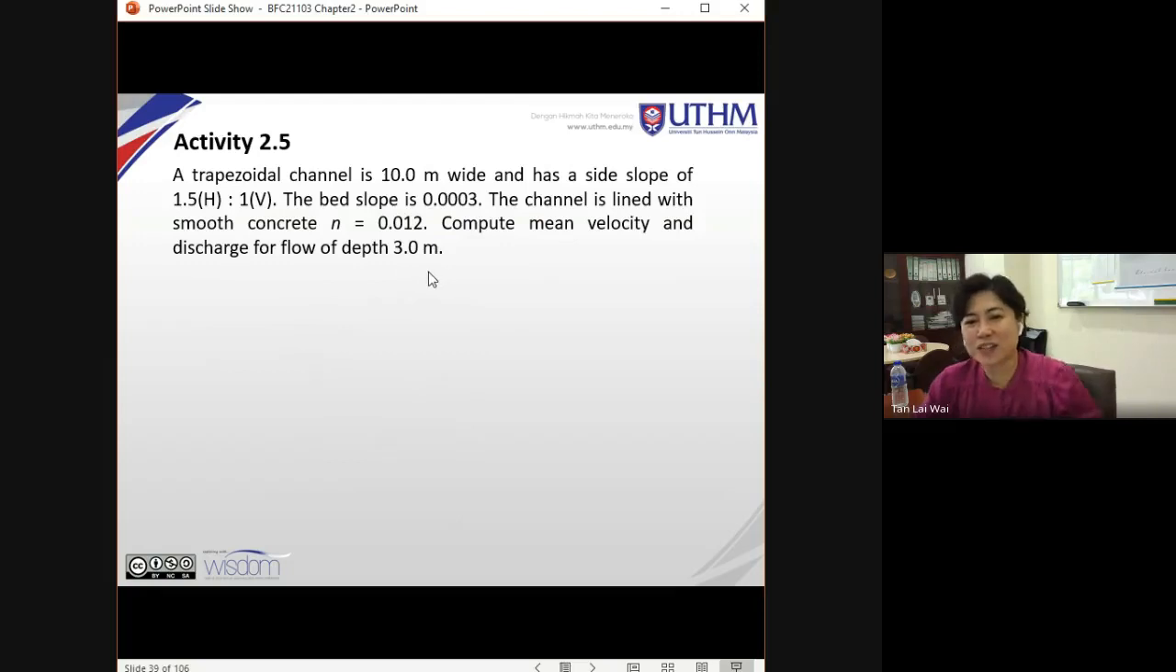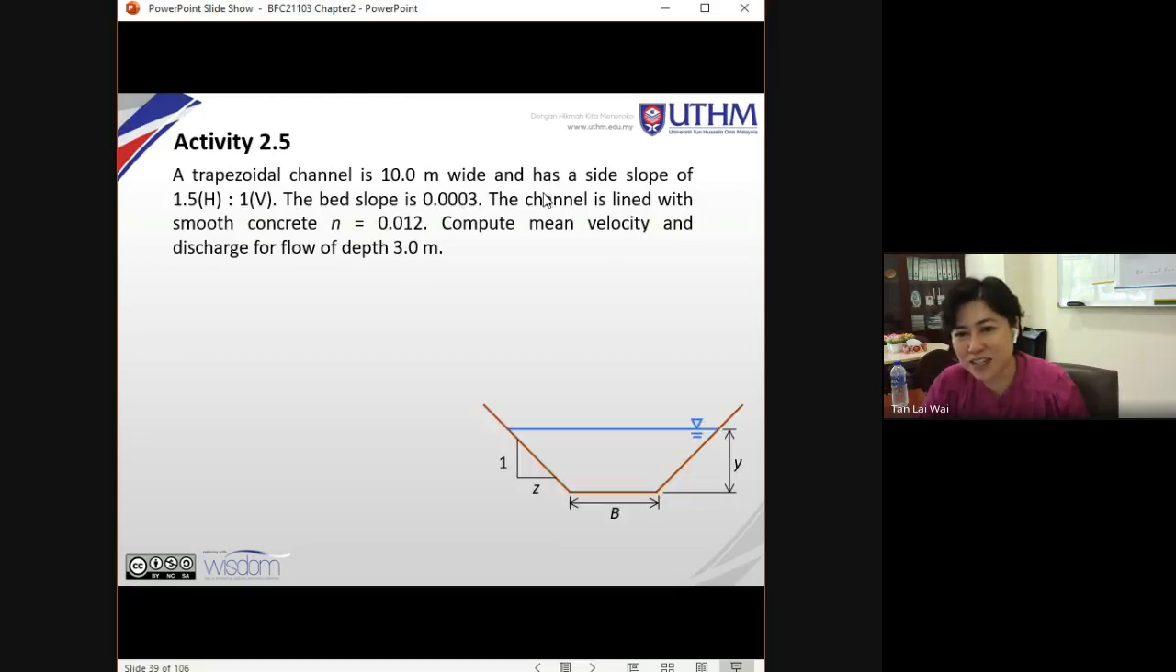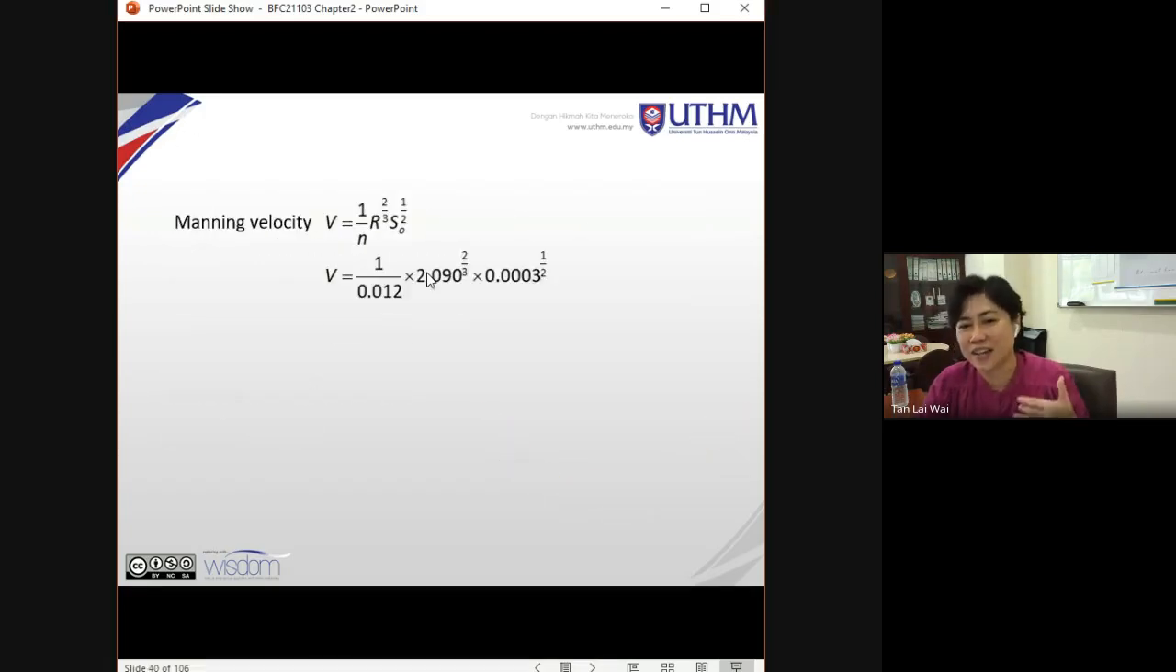Now, just now I told you earlier, using the Manning-Chezy formula, sometimes we don't necessarily ask you directly to find velocity or discharge. We sometimes ask you to find the depth of flow, S naught, or even the channel's width. It depends. In this case, it's still direct, that means you find velocity. I think you should be able to do this on your own. Try it out. Then let me know if you have a problem.